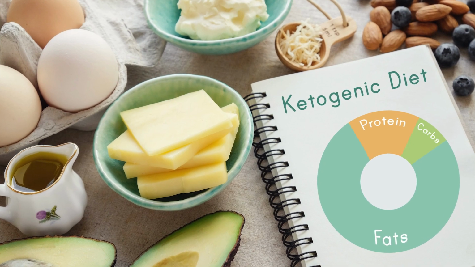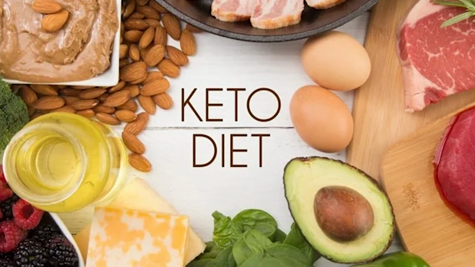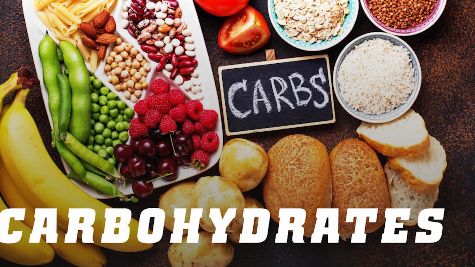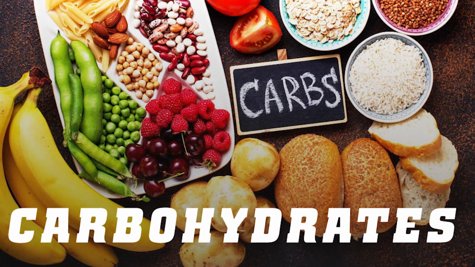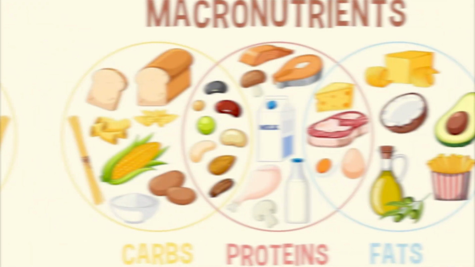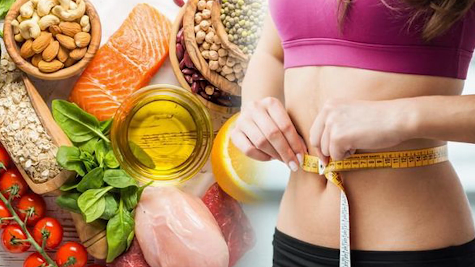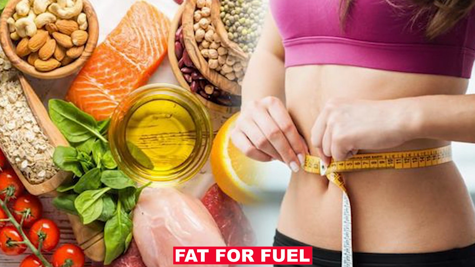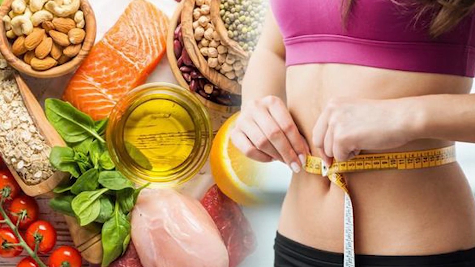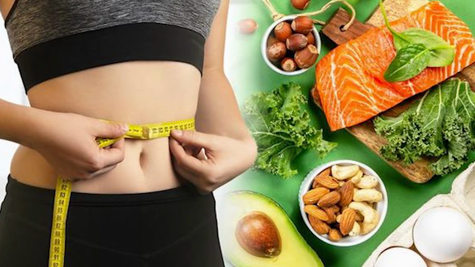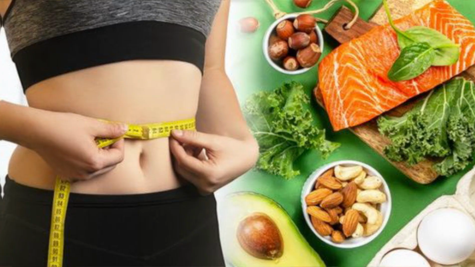Starting a ketogenic, keto, diet for weight loss involves significantly reducing your carbohydrate intake and increasing your consumption of fats. This shift in macronutrient balance puts your body into a state of ketosis, where it starts using fat for fuel instead of carbohydrates. Here's a full plan to help you get started on a keto diet for weight loss.